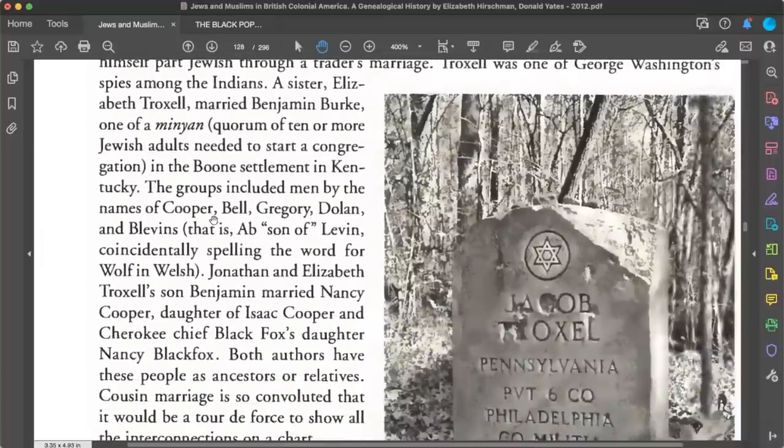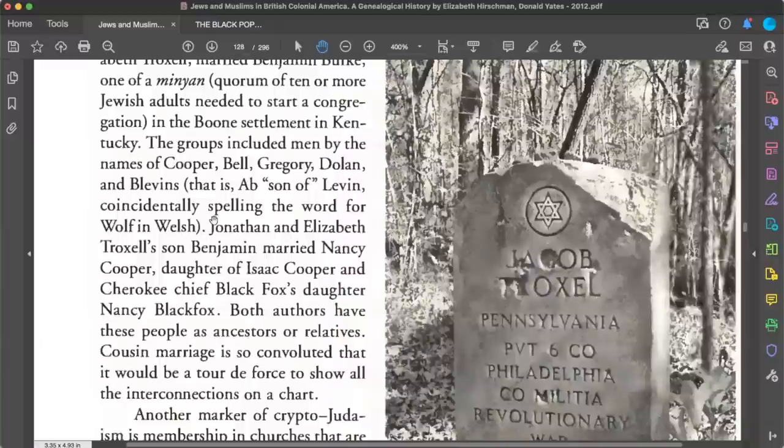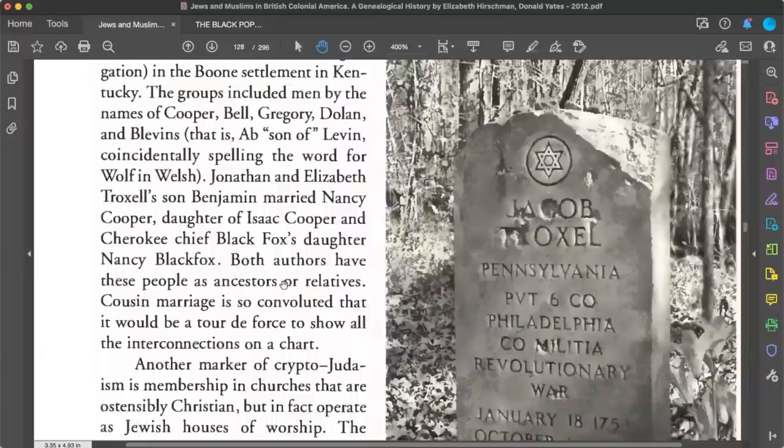The groups included men by the names of Cooper, Bell, Gregory, Dolan, and Blevins. That is Ab, son of Levin, coincidentally spelling the word for wolf in Welsh. Jonathan and Elizabeth Troschel's son Benjamin married Nancy Cooper, daughter of Isaac Cooper, and Cherokee chief Black Fox's daughter, Nancy Black Fox. Both authors have these people as ancestors or relatives, all right? Both these white people traced their genealogy, all right? The authors of this book, to these people who turn out to be, many of them, Sephardic Moorish people and indigenous people.